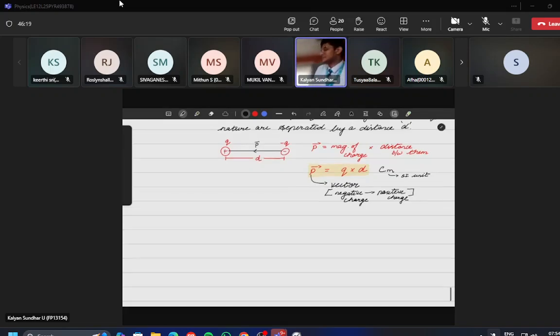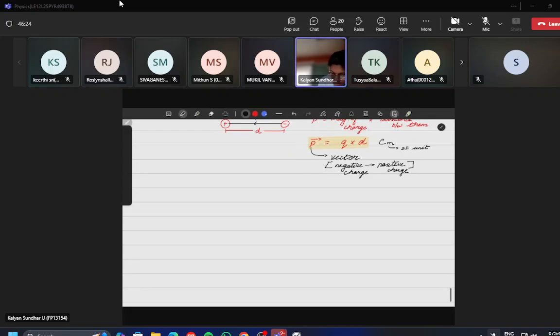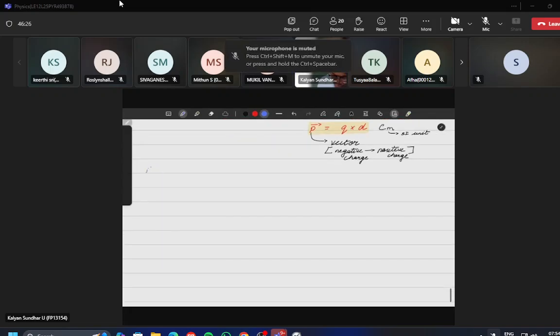Now this is your electric dipole moment. Now we'll be finding out your electric field due to a dipole. So the first one here is the electric field, E bar, due to a dipole at an axial point.